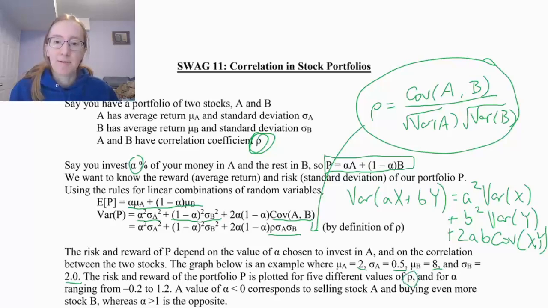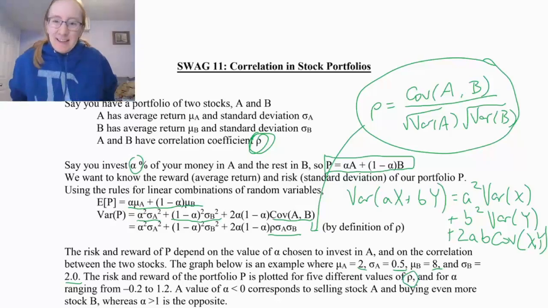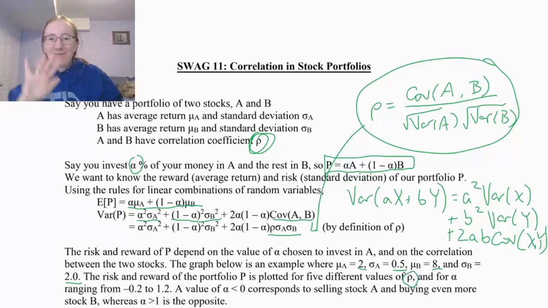And for every possible value of alpha ranging from -2 to 1.2. In a normal sense, you would expect alpha to be between 0 and 1, right? You can't sell more stock than you have, but you actually can. It's called short selling. That's partly related to the whole GameStop thing that just went down. But in this graph, I've included possibilities where alpha is negative or alpha is greater than 1.